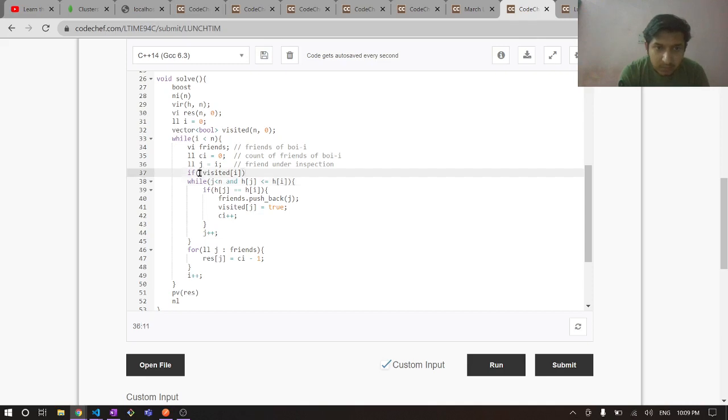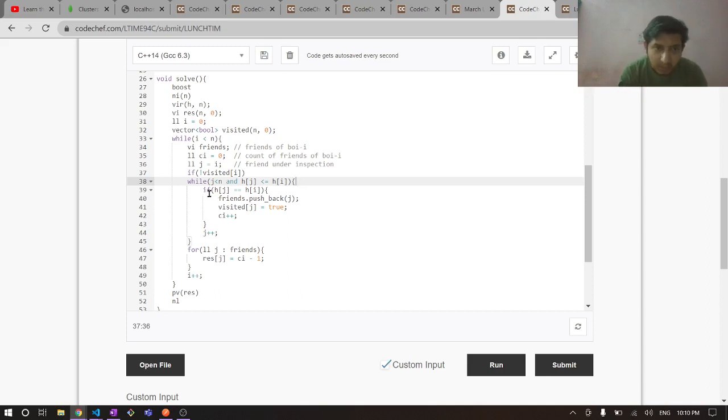So if I have not visited i, then while j is less than n and height of j is less than or equal to height of i, this means while j is inside the queue, j is the student under inspection. Okay, so while j is inside the queue and height of j is not more than height of i, till then I'll go for the friends of this student at position i.